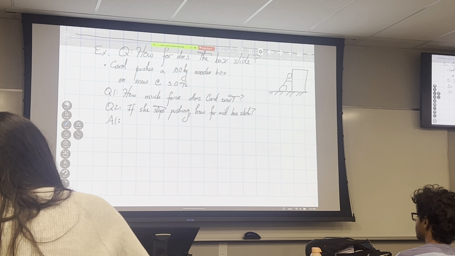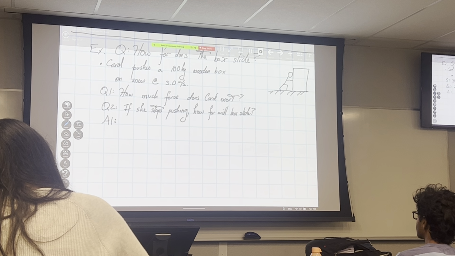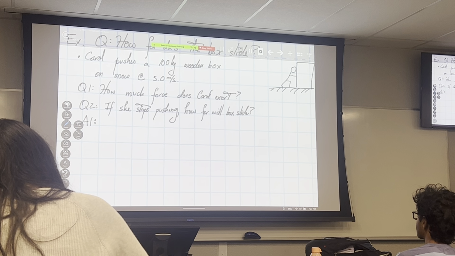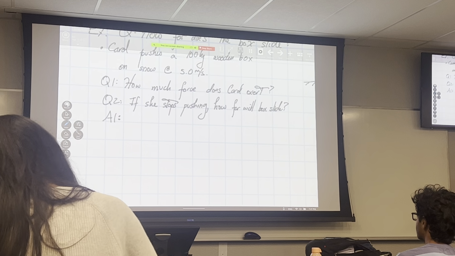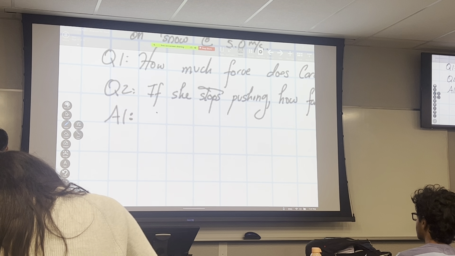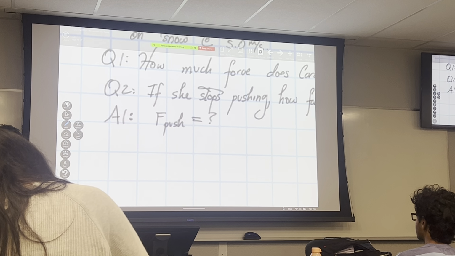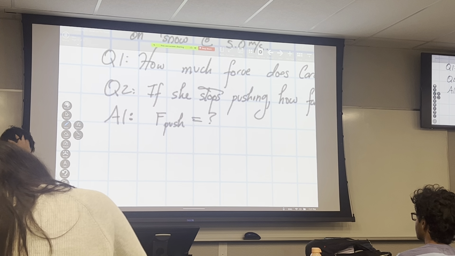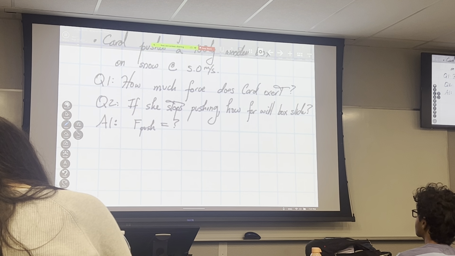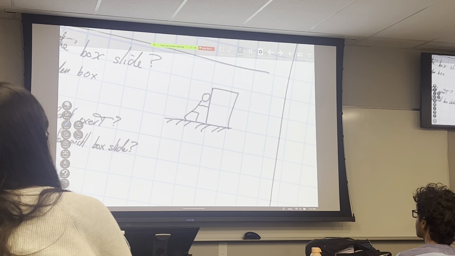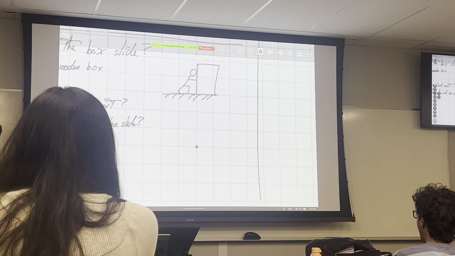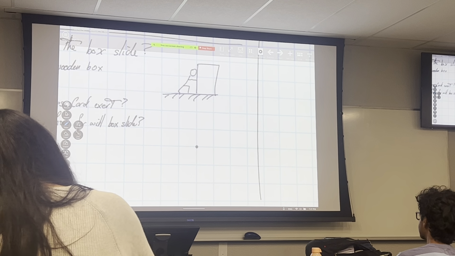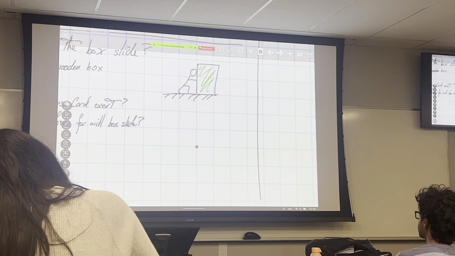And so let's answer the first question. How much force does Carol exert? Essentially, the question is asking: the push force is equal to what? And for this, we need to draw the free body diagram. What are all the forces acting on Carol? Or not Carol, the box. The box is going to be our object of interest.